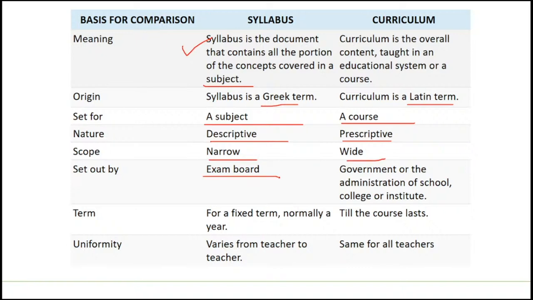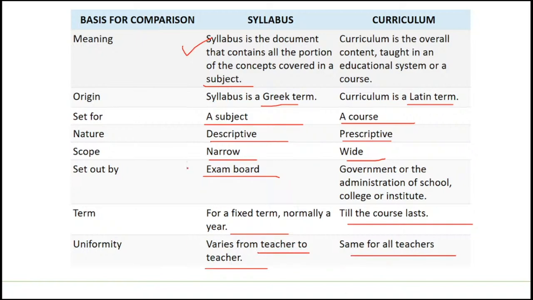Syllabus refers to the exam board, whereas curriculum refers to the government or the administration of the school, college or institute. Syllabus is fixed for a term, normally a year, whereas curriculum will last till the course lasts. Syllabus varies from teacher to teacher, the way of teaching. Curriculum is the same for all the teachers.